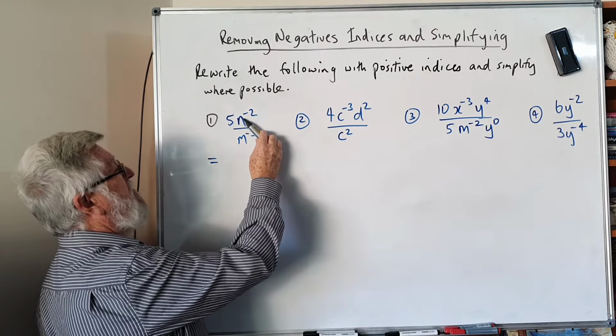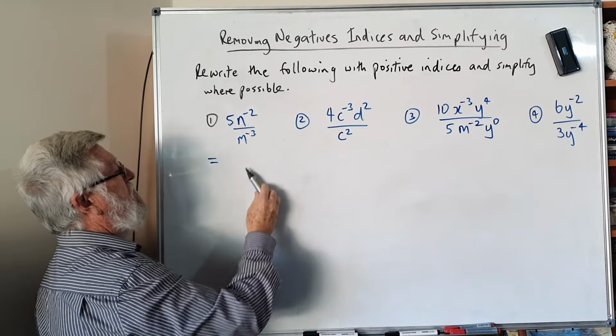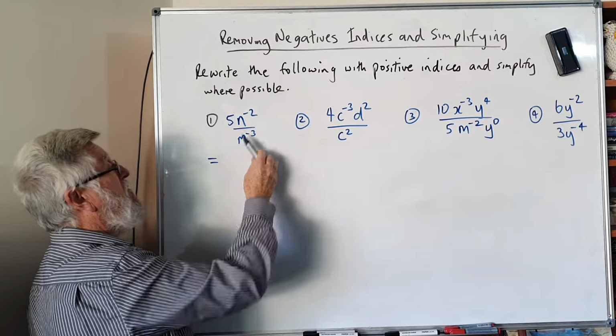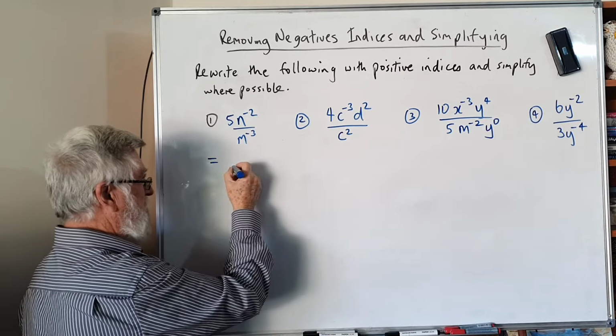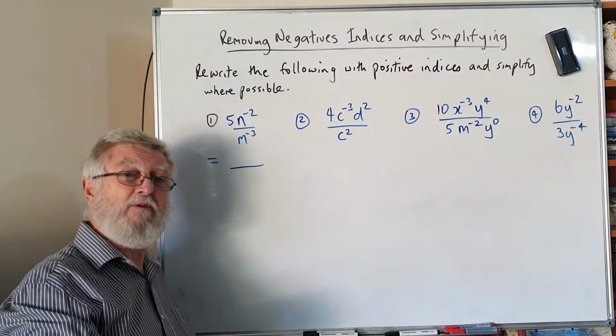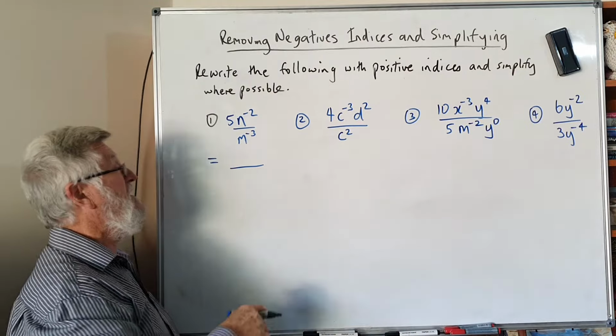negative means that we're going to move that n squared to the denominator. Here it is on the numerator, on the top. We move it to the denominator. So I'm just going to do that first of all. No deeper meaningful understanding. If you want more understanding, just go back to my previous index laws videos.